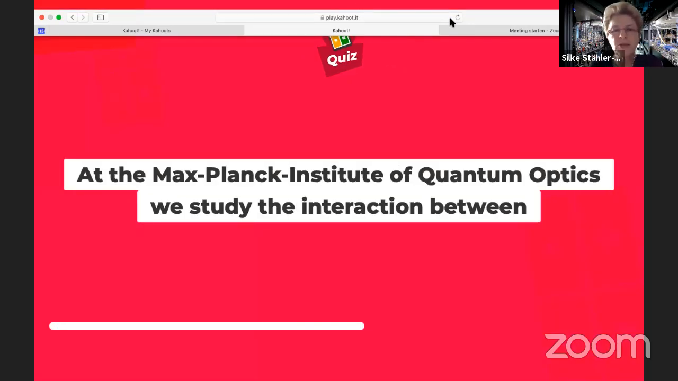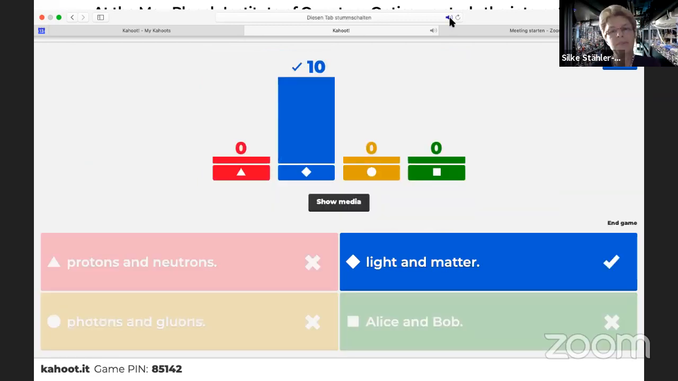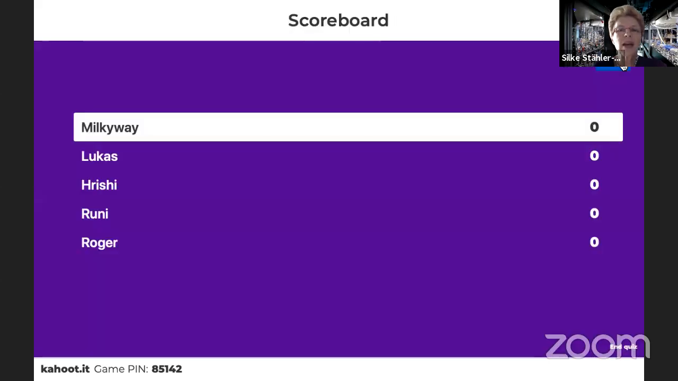At the Max-Planck-Institute of Quantum Optics, we study the interaction between... ten answers. One has to hit just any button. Okay, but there are 10 right answers. Very good. So now we see the ranking. Oh, Milky Way is top, Lucas and Rishi.